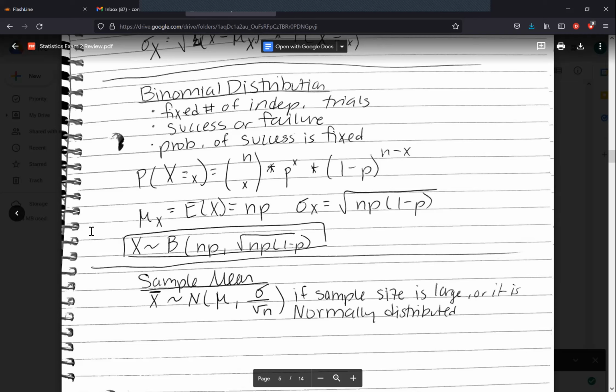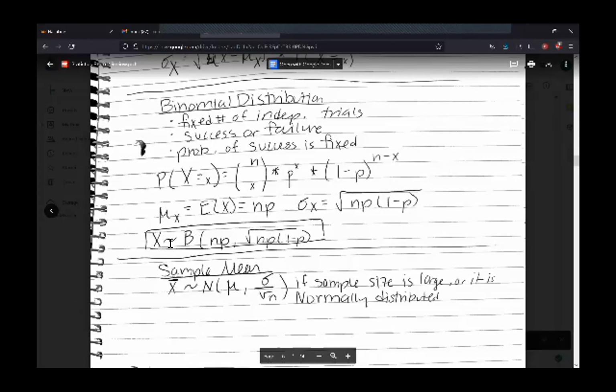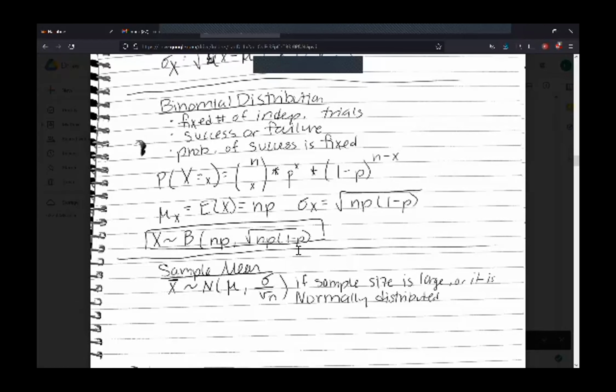So the binomial distribution of big X has a mean of n times p, the expected value, and a standard deviation of the square root of np times 1 minus p.